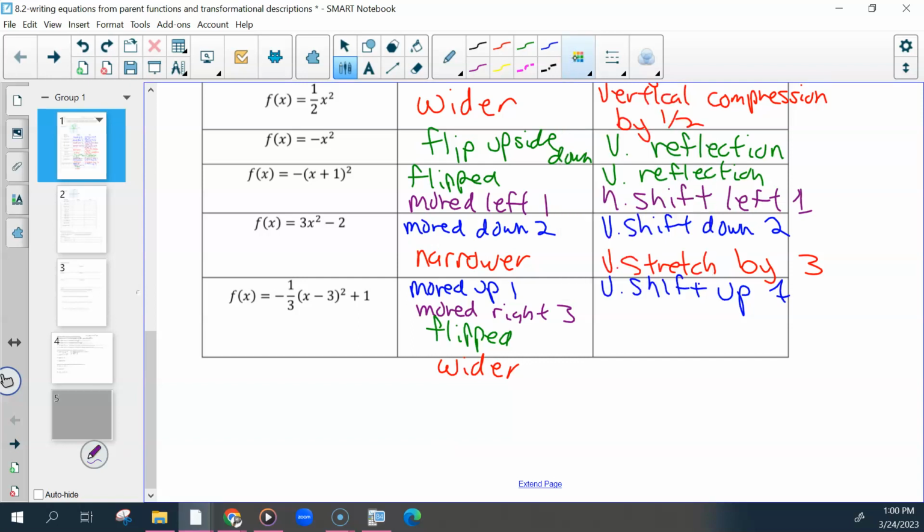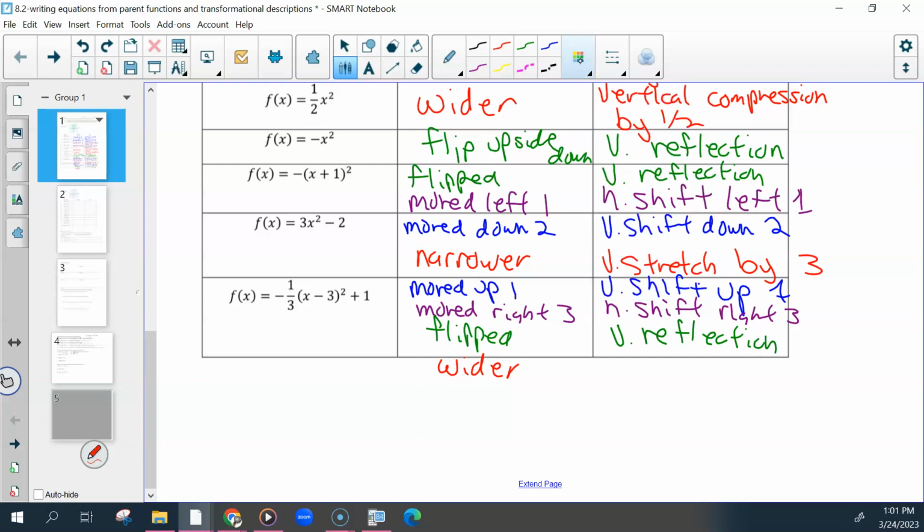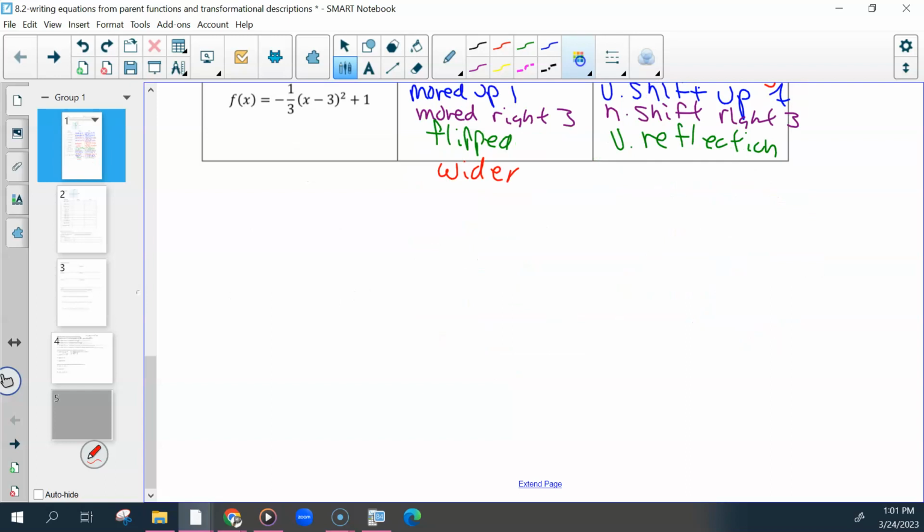We don't have to go in order, just tell me which one you're going for. Right 3. It's vertical. We haven't talked about horizontal yet. And the last one. Just 1/3.